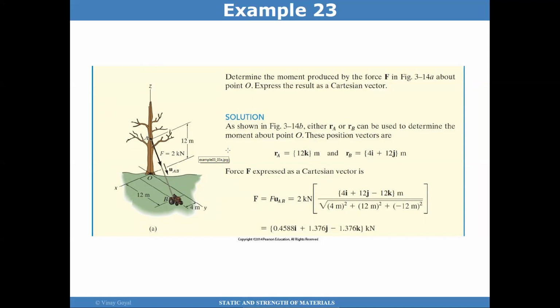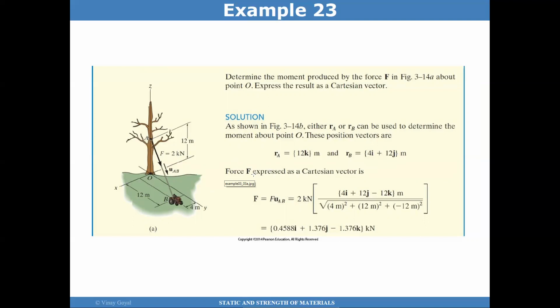In either case, the position vector to point A can be quickly determined, and that's 12k hat because the height is 12 in the Z direction. Or we can use point B, which is 4i hat because it's 4 meters in the X direction, and 12j hat because it's 12 meters in the Y direction. So two different vectors could be used.